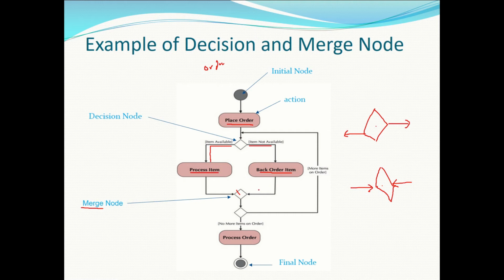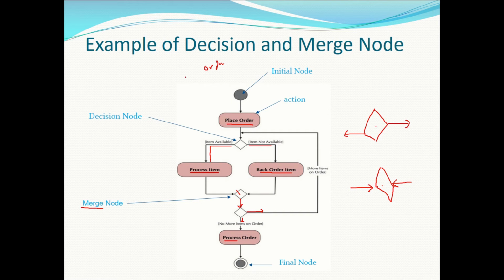The output from both of them goes into one line, and then we have a decision. You see the arrow is going into the node, and that means we have a decision with two arrows coming out of it. The first arrow: if you need to order more items, then we go through the process again. If there are no more items to order, then you go and process the order, and this is the final node.